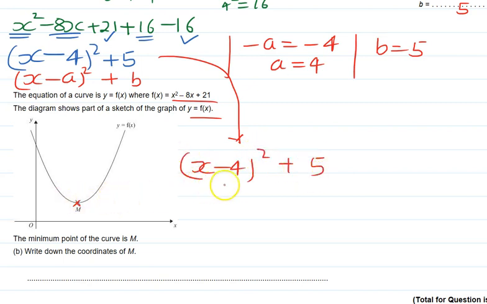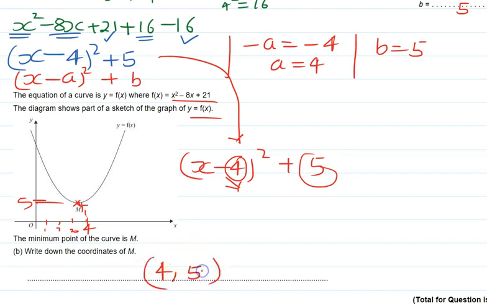So the graph is shifting 4 units to the right. If you see, that will be 1, 2, 3, and this will be 4 units right side and 5 units up. These numbers will always give you the coordinates. Remember, it should not be negative. You are taking 4 and 5, the minus sign is saying that it is moving towards the right hand side. So the minimum point will be 4 and 5. Write down the coordinates of the point, that is 4 and 5.